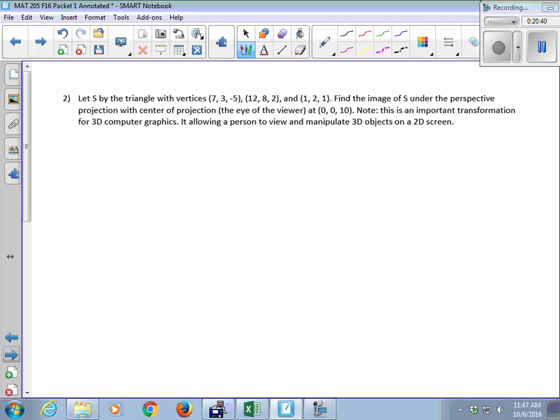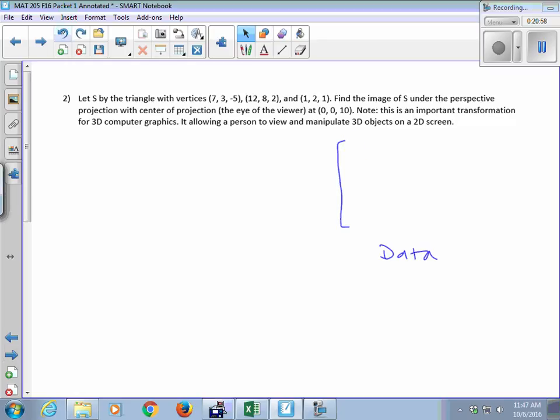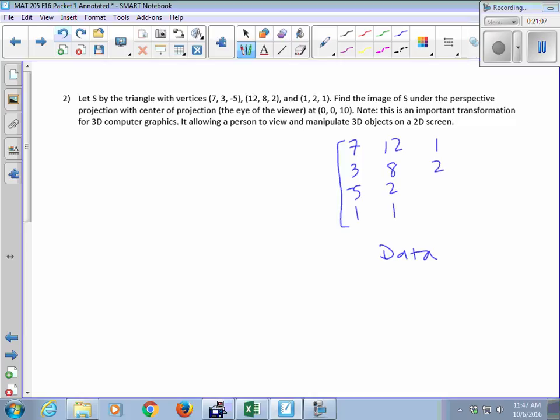Okay, so the projection matrix. Let's start with my data matrix. My data: I have 7, 3, negative 5, and I have to add some ones. 7, 3, negative 5, 1, and then 12, 8, 2, 1, and 1, 2, 1, 1. All right, there's my data with some homogeneous coordinates, and then this is going to be my projection matrix.